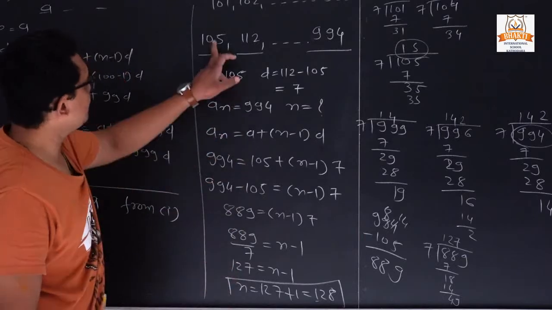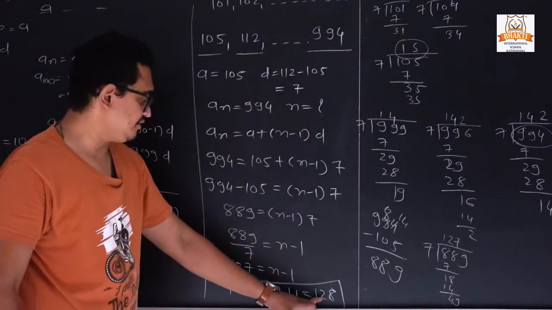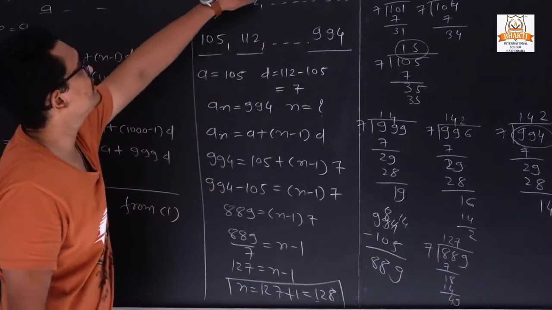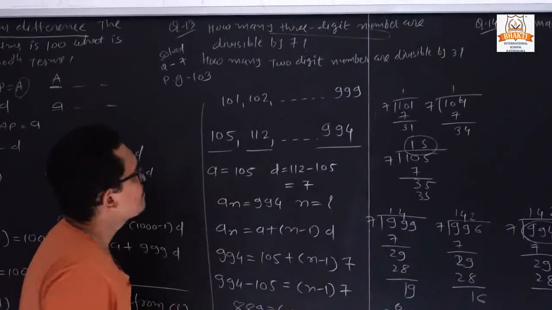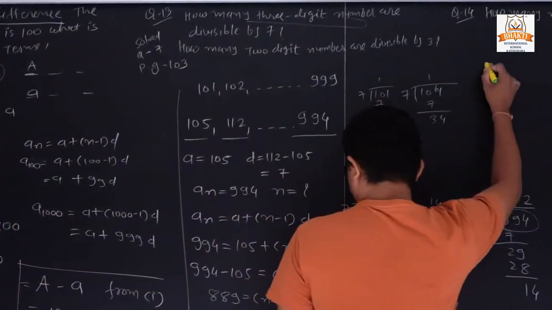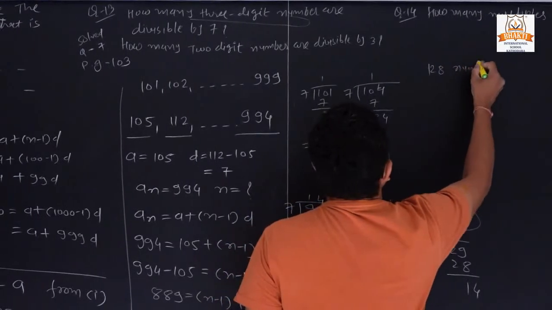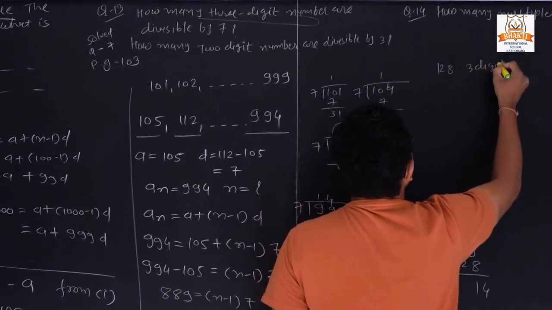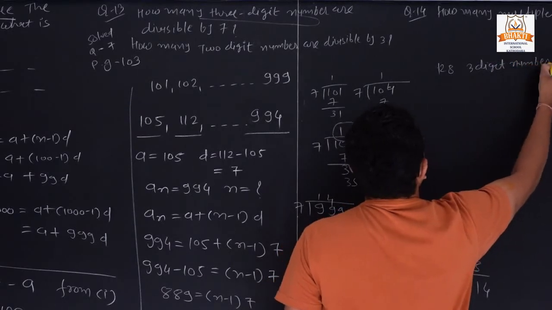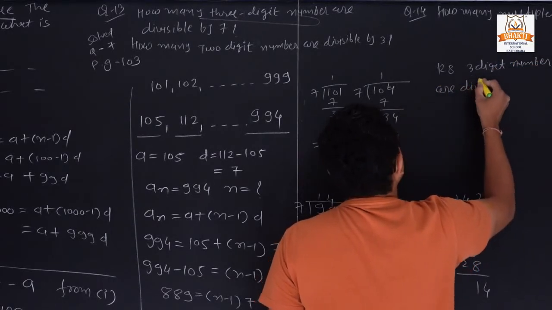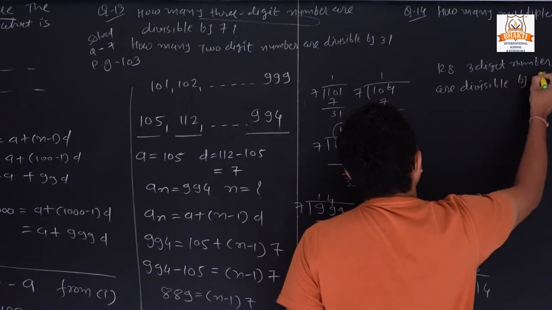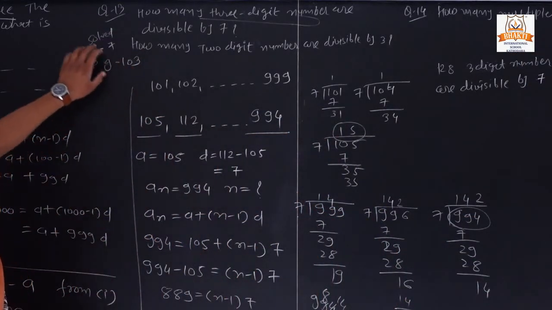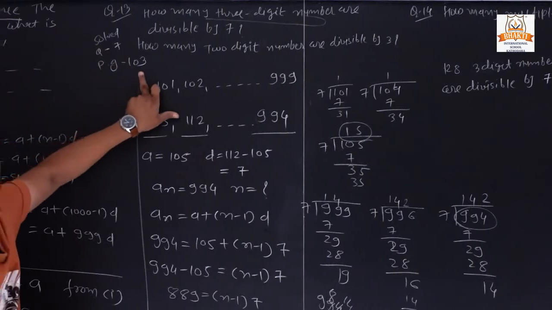From this series, 100 and 128 numbers are those numbers which are divisible by 7. So we can write that 128 three-digit numbers are divisible by 7. The same question is given in our book on page number 103.